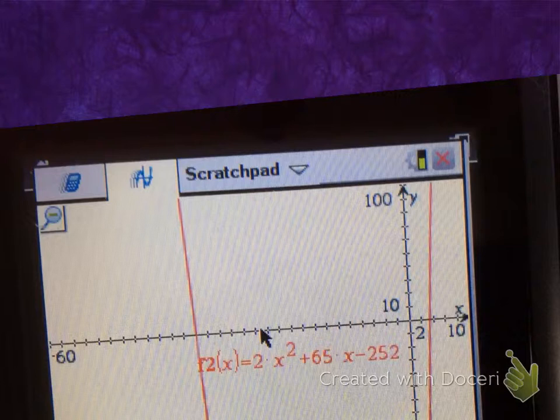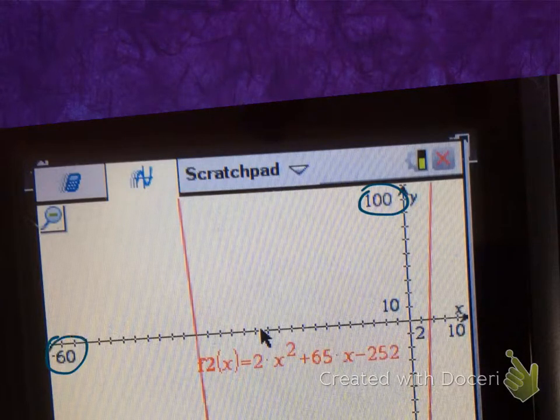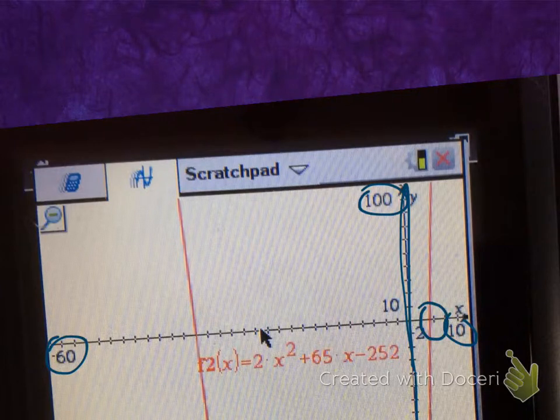Remember, we're interested in where it's equal to 0, but I want to point something out to you. This is a zoomed out version. You can see by our scale, this goes all the way up to 100, and this goes all the way out to 60 over here. But this is the y-axis over here to the right. So the only solution that matters is this one, because the width of a terrace has to be positive. So that's the number we're after.